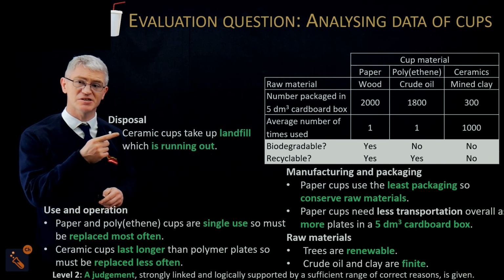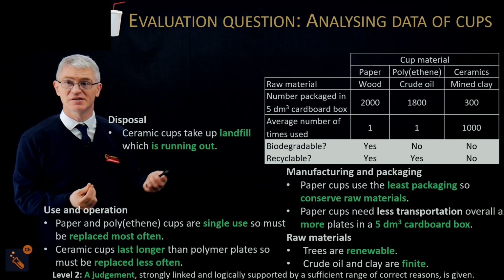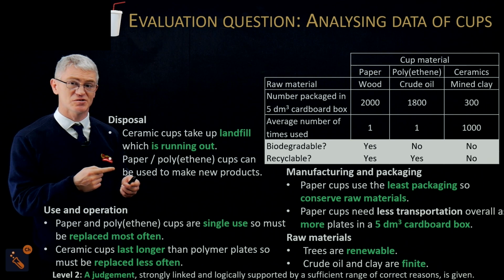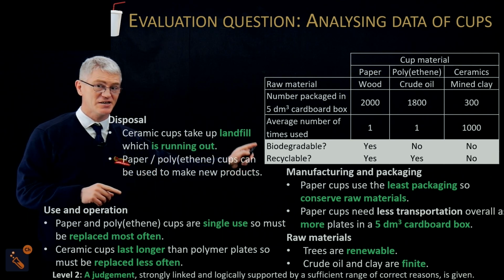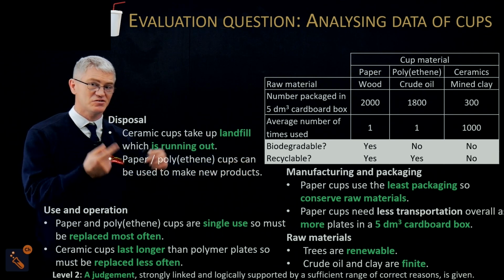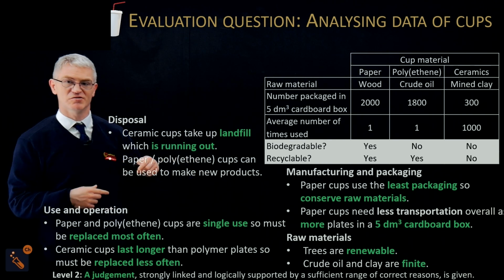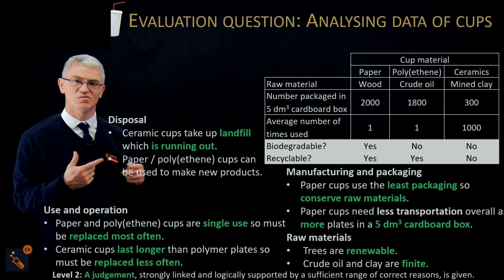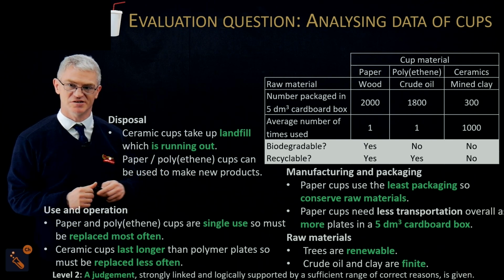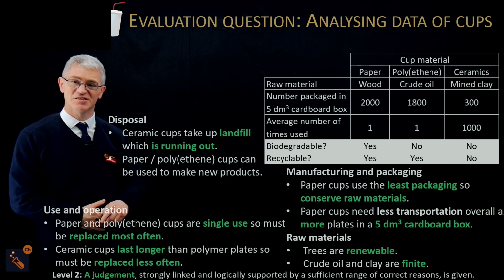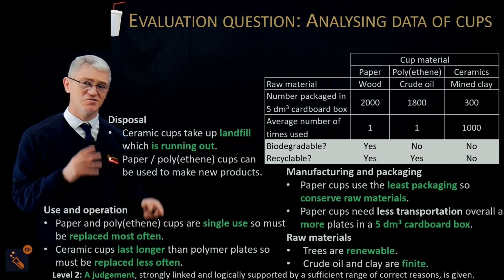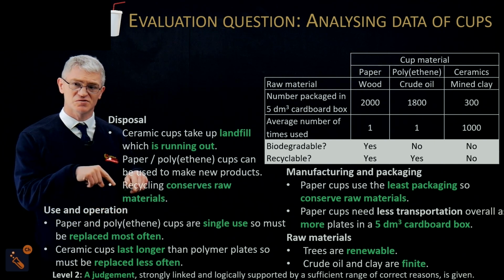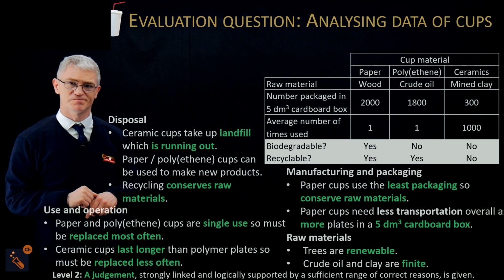So we look here, ceramic cups take up landfill, which is running out, so they'll go into landfill, okay? Paper and polythene cups can be used to make new products because you can recycle them. And again, you get that information from here. You're not just saying it's recyclable, it's biodegradable. You're linking that into landfill, you're linking that into whether it can be made into new products by recycling, okay? And you only need 2 or 3 of these. You don't need all of this on here, okay? Just 2 or 3 of them. And of course, recycling conserves raw materials.